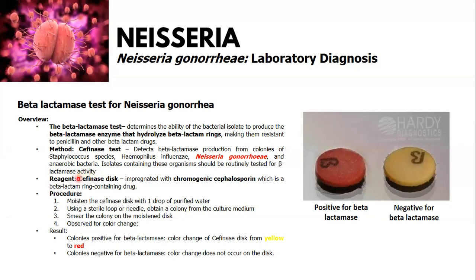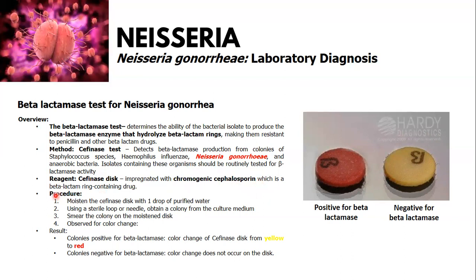The reagent is the Cefinase disc, and these are the Cefinase discs. These discs are impregnated with a chromogenic cephalosporin. Chromogenic cephalosporin contains the beta-lactam ring, which serves as the substrate of the test. And if these isolates here contain beta-lactamase, then they would be able to hydrolyze the beta-lactam ring of the chromogenic cephalosporin, resulting in a color change.